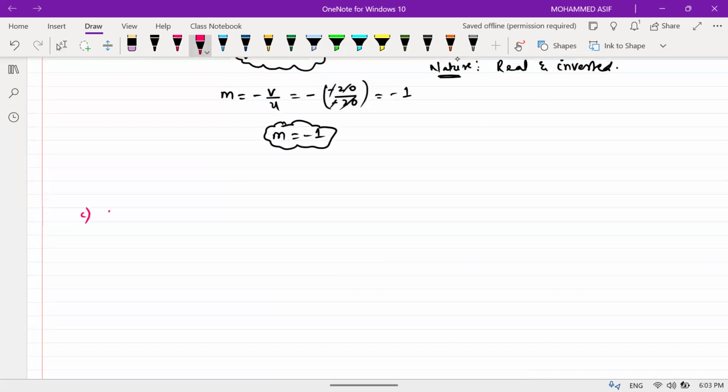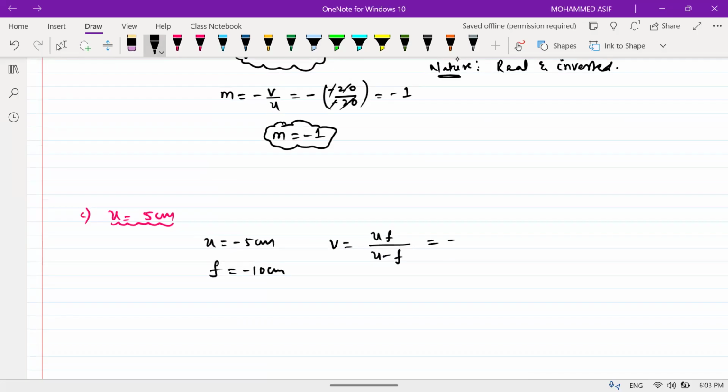Number c. Now what is the object distance? When it is 5 centimeters. Okay, now tell me the sign convention. U is equal to -5, focal length is equal to -10 centimeter. So V is equal to U into F divided by U minus F. That is equal to -5 into -10 divided by -5 plus 10. 5 tens are 50. Minus of minus becomes plus. So this is plus 50 divided by -5 plus 10.